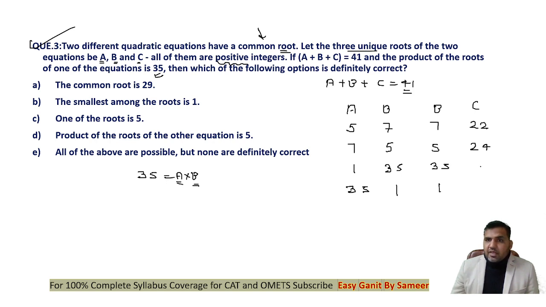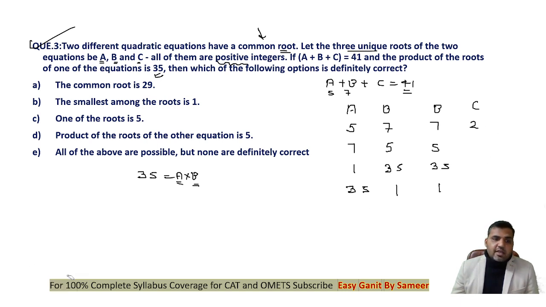1 plus 35, 36, 36 plus 5 is 41. 35 plus 1, 36, 36 plus, okay, sorry. This has to be 22, right? A and B, the value of A is 5, B is 7. In that case, C has to be 29, guys. I'm sorry. In this case, the possible value is 29, right?